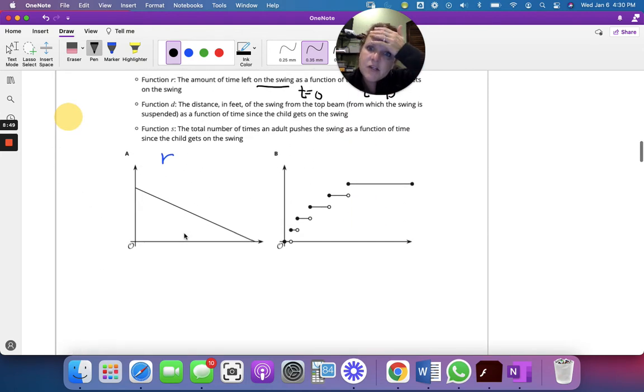I get it. The total number of times an adult pushes the swing as a function of time since the child gets on the swing. Total of times an adult pushes. So here, that's this one. So if you think about it, you push, you push, you push, right? You push. Okay, so that's definitely that one.